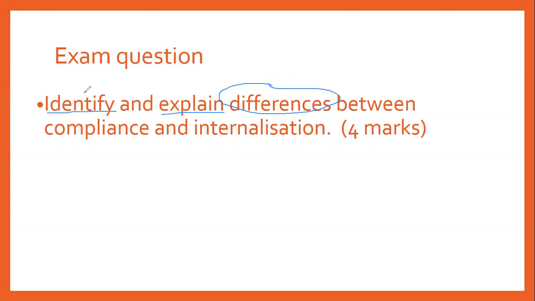Now, what's our topic area? Our topic area is compliance and internalization. So we've got to show a difference, identify what the difference is, and explain the difference between compliance and internalization to get the 4 marks. So we have 4 marks. So what does that tell us? Let's go back to this word differences. It's plural. So that means 2. We need 2 differences. So what does that tell us? It tells us each difference is 2 marks.